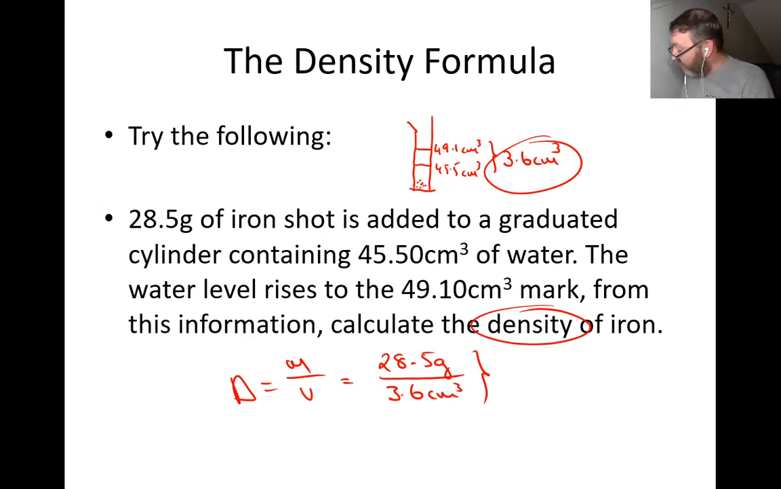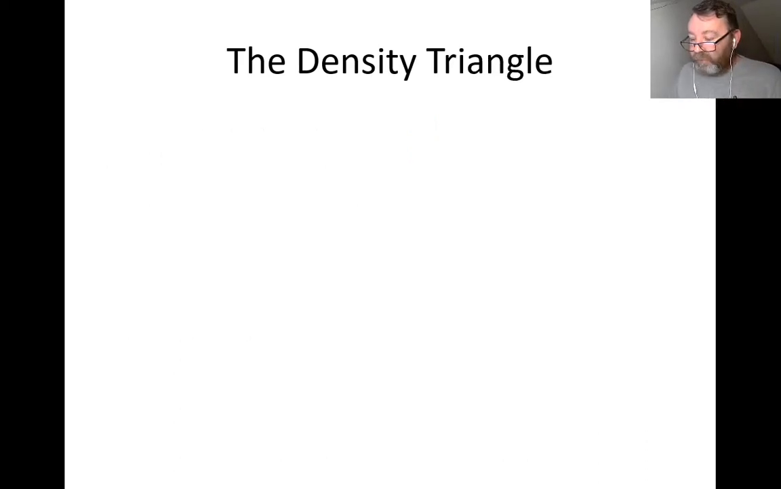So 28.5 divided by 3.6 comes out as 7.92. Now 7.92 what? Grams per centimeter cubed. Please always put your units in when you're finished. So again, there's another way that the question has asked you to work out the volume before you could get the density. So the previous chapter is very, very important.